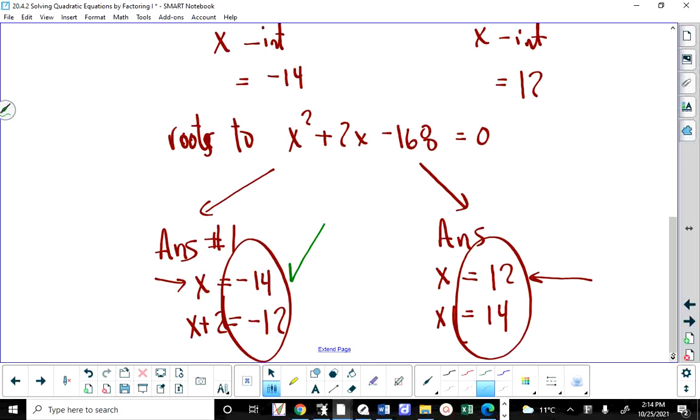Anybody want to check for me? Because there are two answers to this question. Unlike the one we did yesterday where you got the two numbers and the two numbers were the answer, here you get two different sets of answers. But Althea, you're okay with that now?